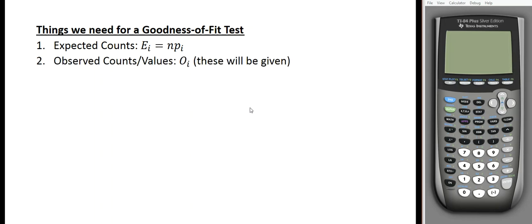Second, we need observed counts or observed values. These are labeled O. These will be given, so these are from our experiment. Third, we need to make sure our conditions are satisfied.